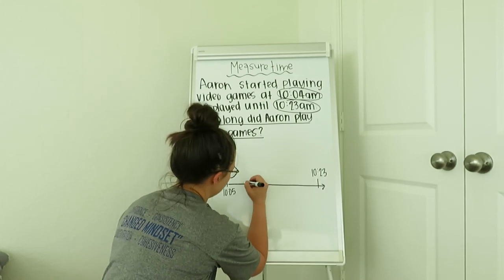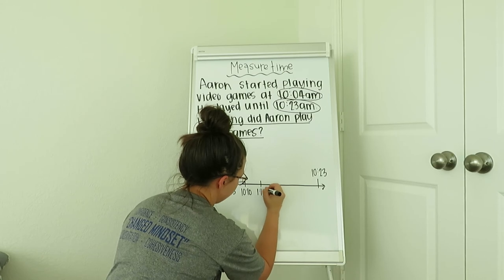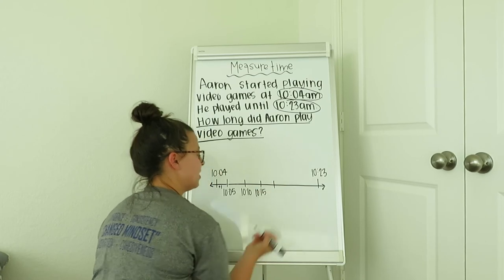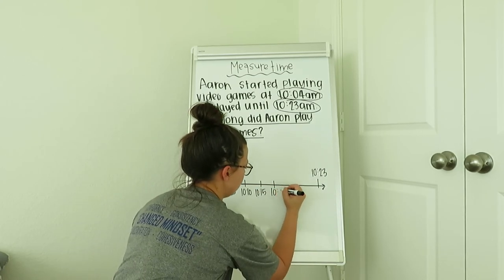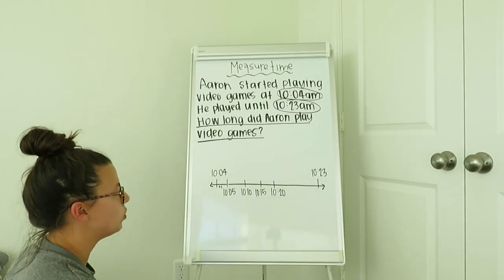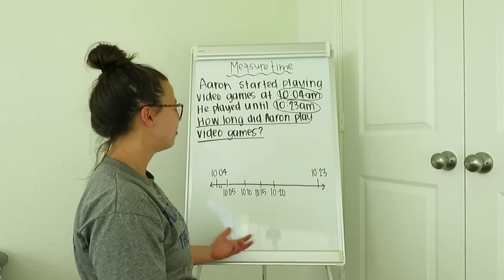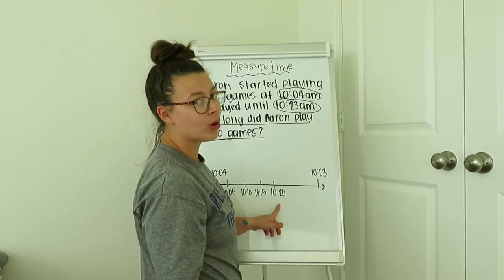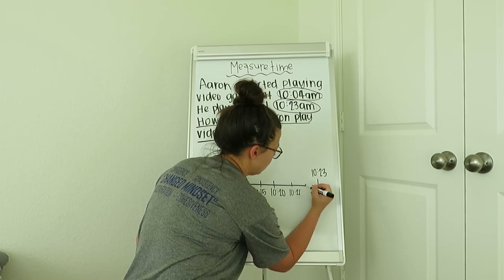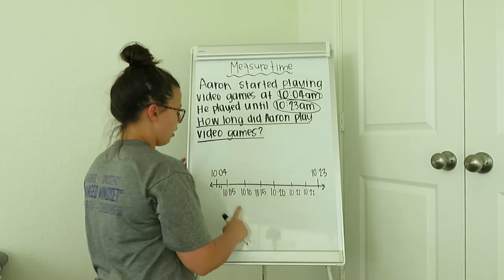So 10:05, then it'd be 10:10, 10:15, 10:20. But if I say by fives again, it'd be 10:25 and it'd be past my end time. So what should we do? We can count by ones again. So we can say 10:21, 10:22, ending at 10:23.